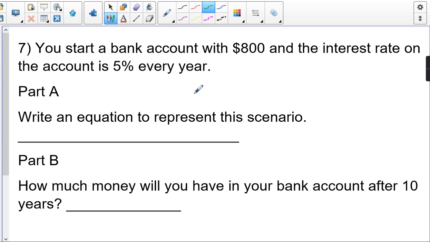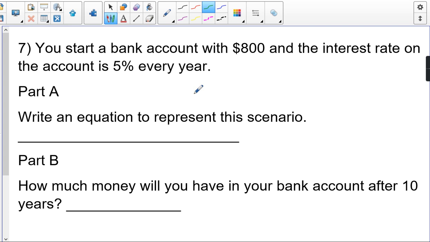Question 7. You start a bank account with $800 and the interest rate on the account is 5% every year. Part A, write an equation to represent this scenario. So if you recall, when we have an interest rate, we're multiplying. So that is an exponential function.